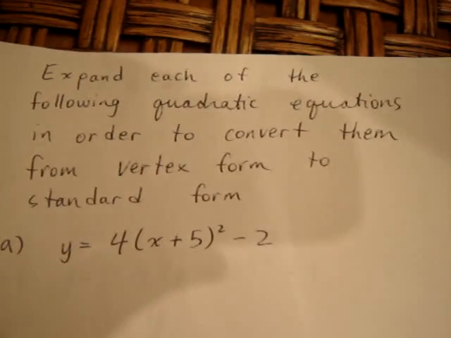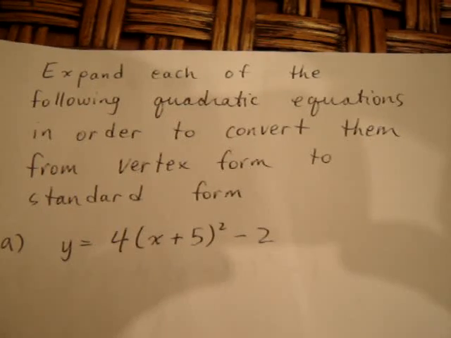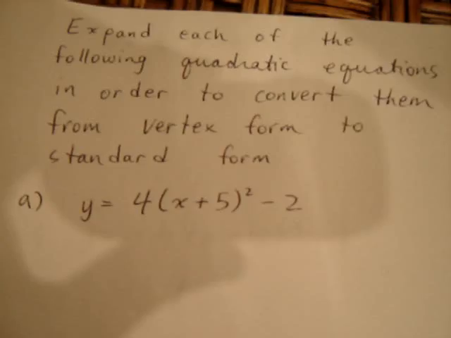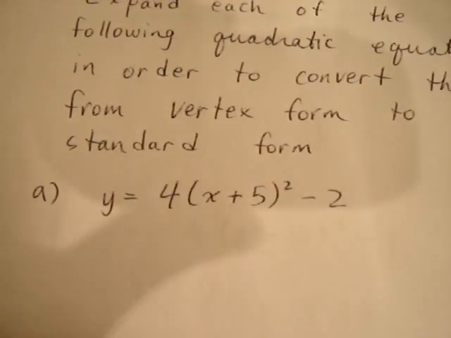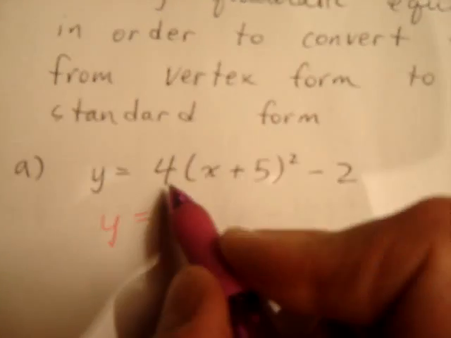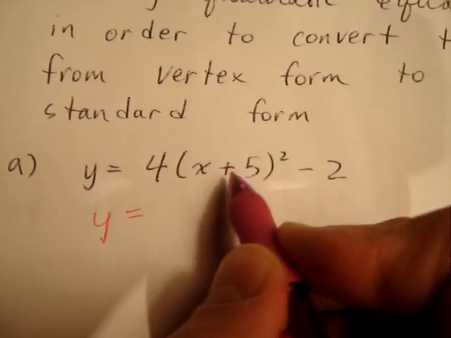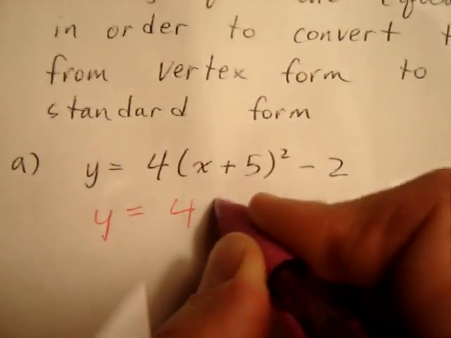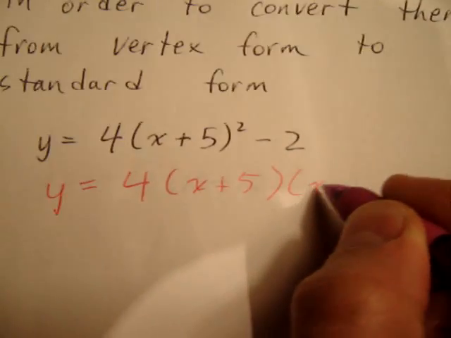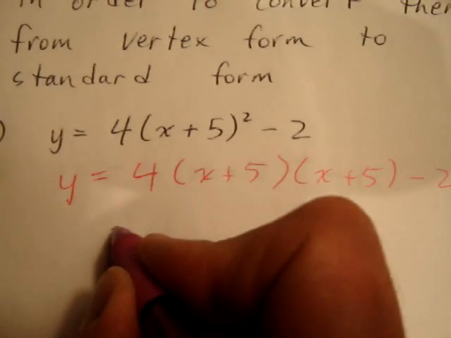Our next question asks that we expand each of the following quadratic equations in order to convert them from vertex form to standard form. What does that mean? Well, what we're going to do is put the binomial x plus 5 next to itself, because that's what that exponent of 2 means. So we have 4 times (x plus 5) times (x plus 5) minus 2.